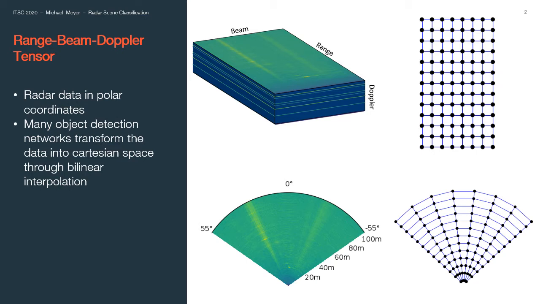So the radar data is in polar coordinates, and in many object detection networks there is some transformation of this data into Cartesian space through bilinear interpolation. However, depending on the resolution of the grid after the interpolation, information might be lost, especially in the near range.